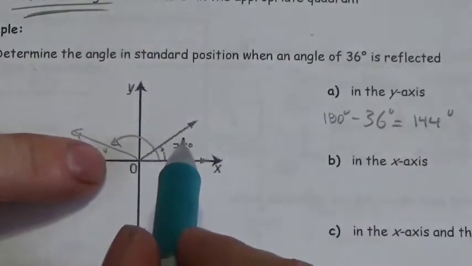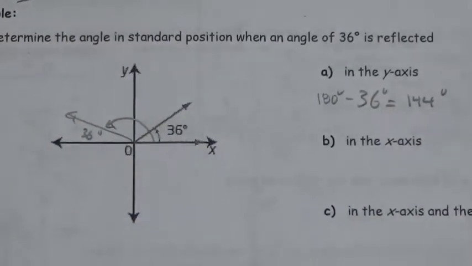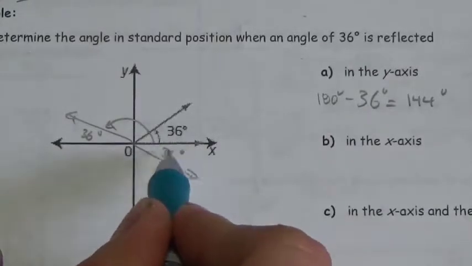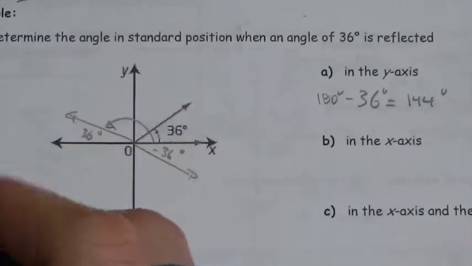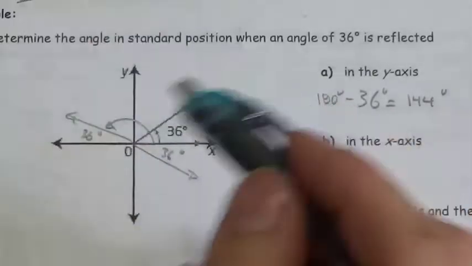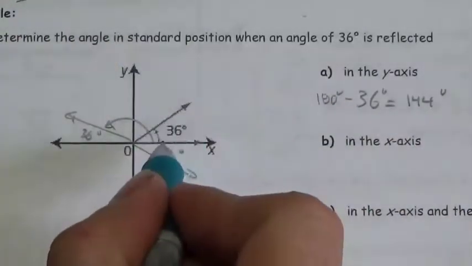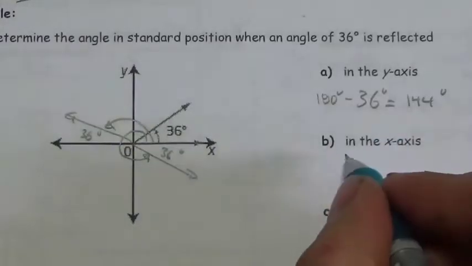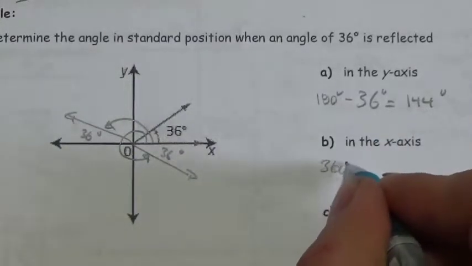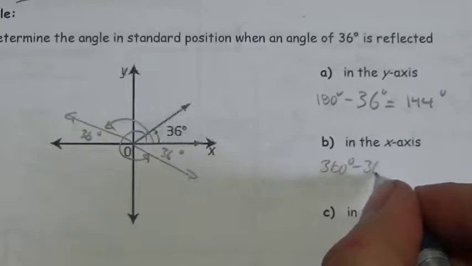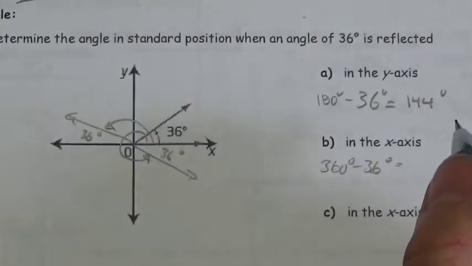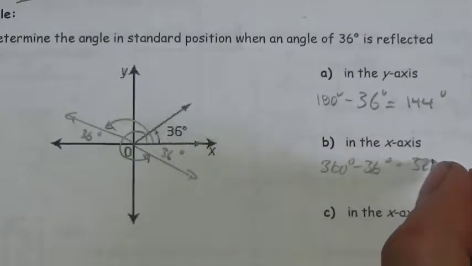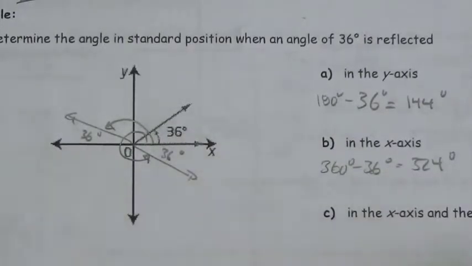Now if you take that and reflect that in the x-axis, that 36 degrees is going to open up down here. It's kind of like my negative 36, if you will. But anyway, it's going to be 36 degrees in there. I'm in the fourth quadrant, but the angle that I'm really looking for is this one right there. So it's going to be 360 degrees less 36 degrees. So 360 degrees minus 36 degrees will give you 324 degrees.